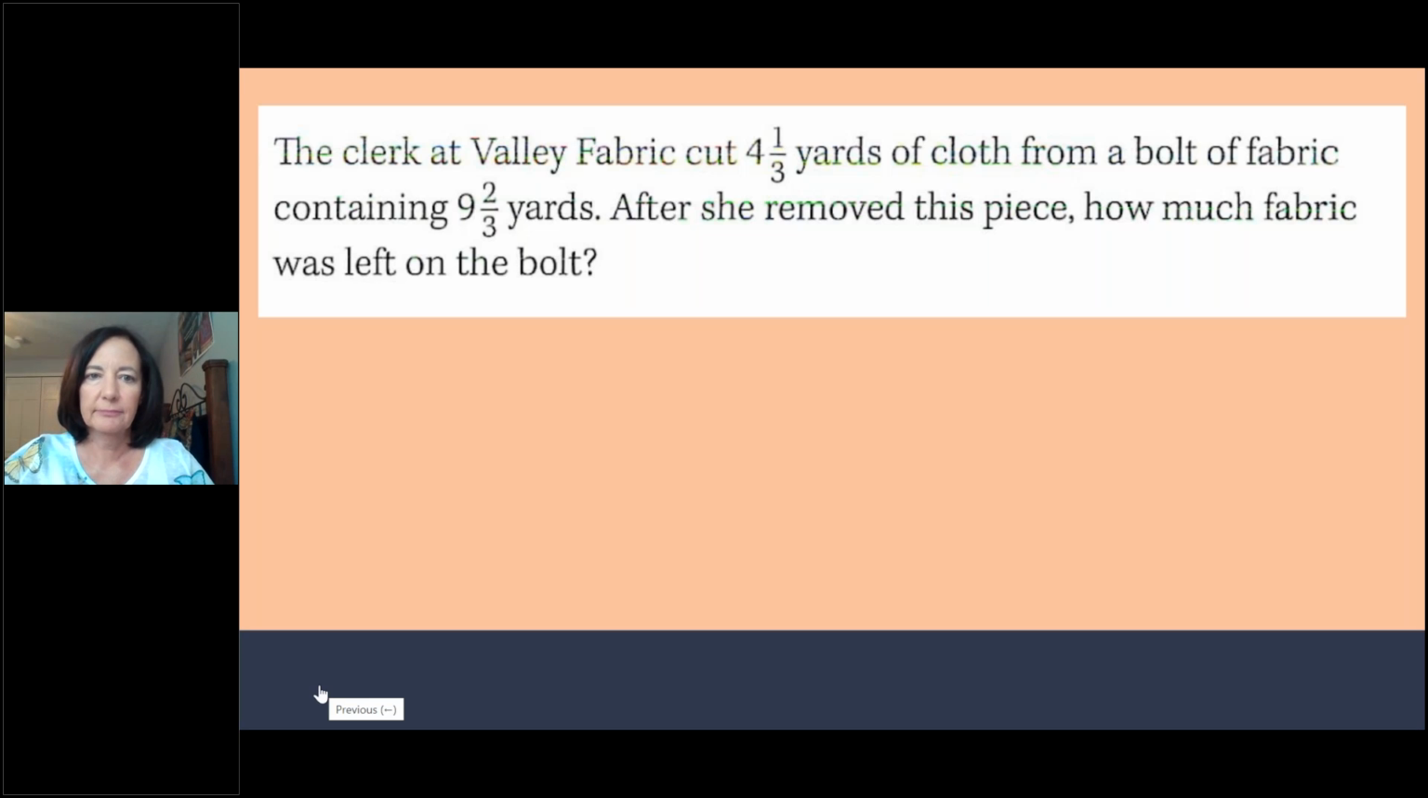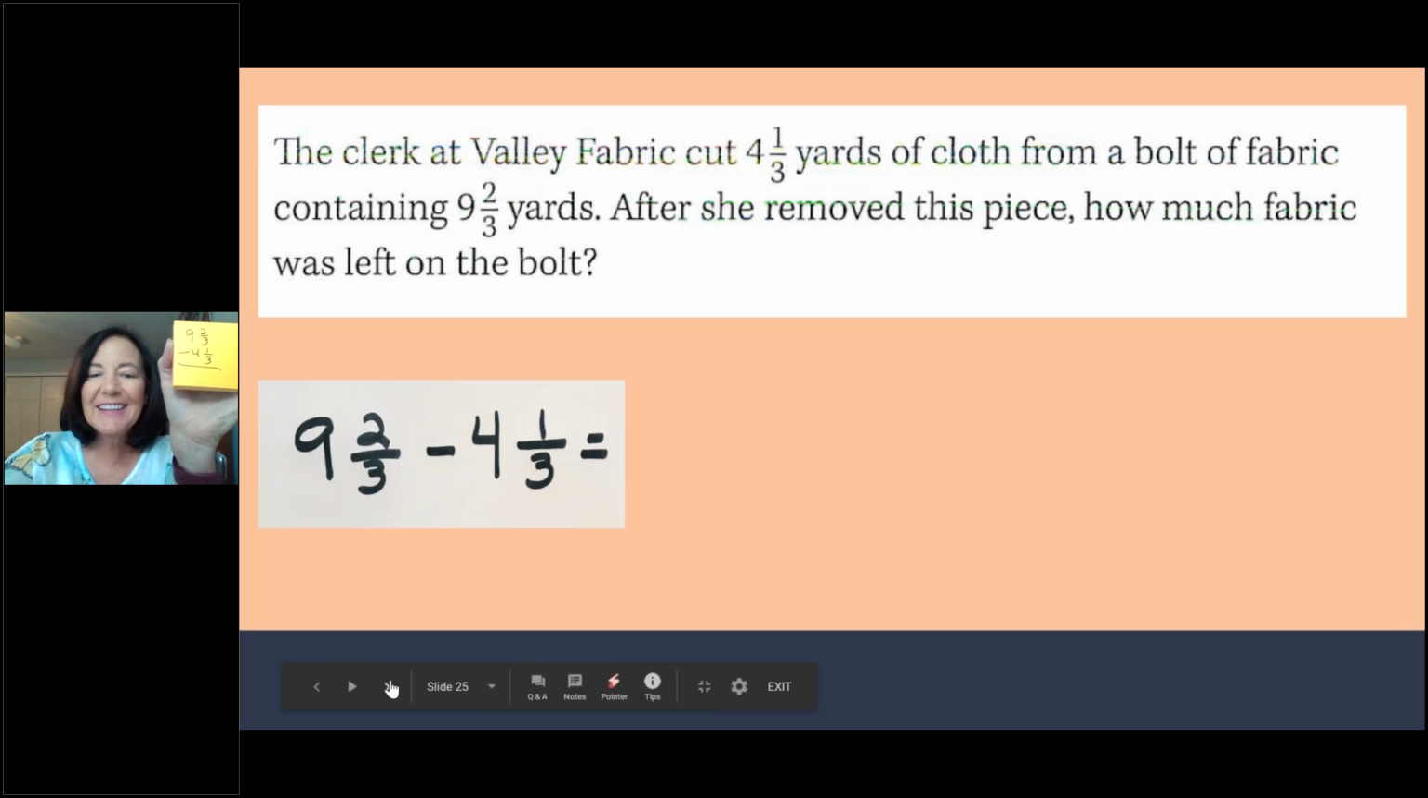Okay, so it would be 9 2/3 minus 4 1/3. Is that right? Yes, it is. I think I've got it on the screen too. That's it. 9 2/3 minus 4 1/3. You did a lot of good things. After you heard the problem and then after you read it yourself, you knew it was a subtraction problem, and that's a skill in itself. And then you also knew you had to take the total minus the part that was cut off.